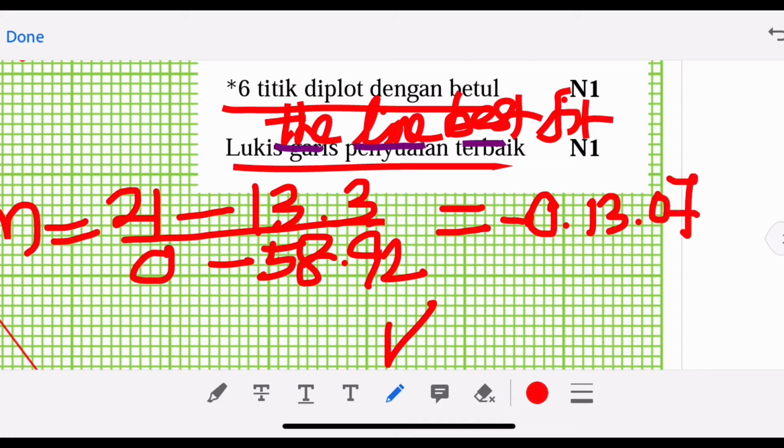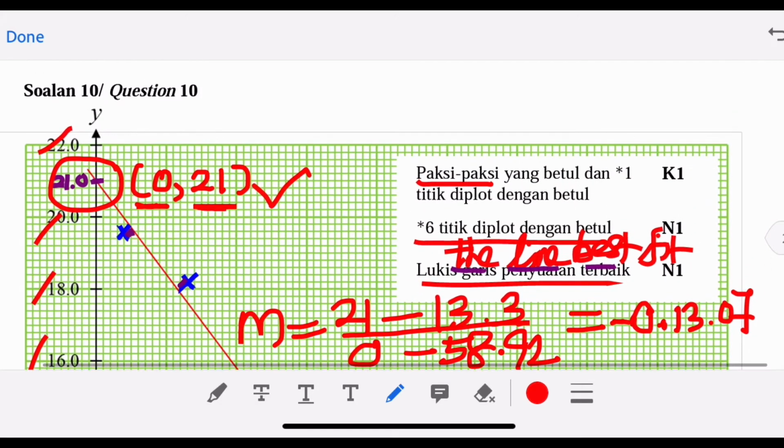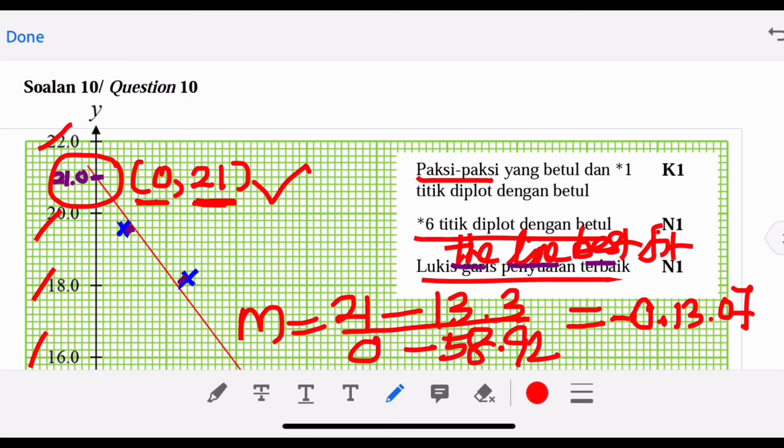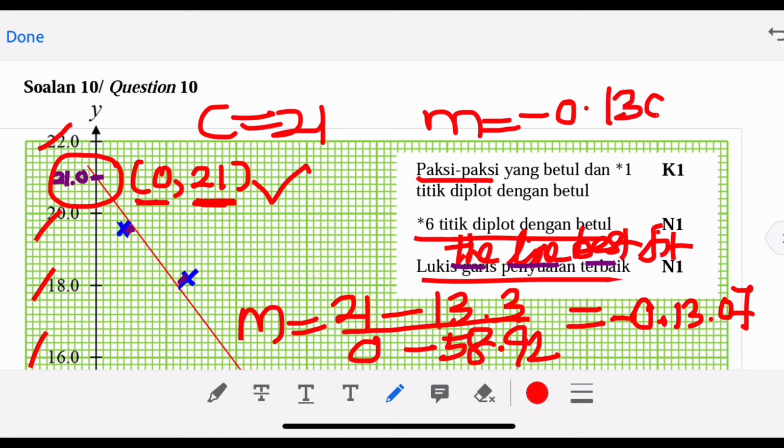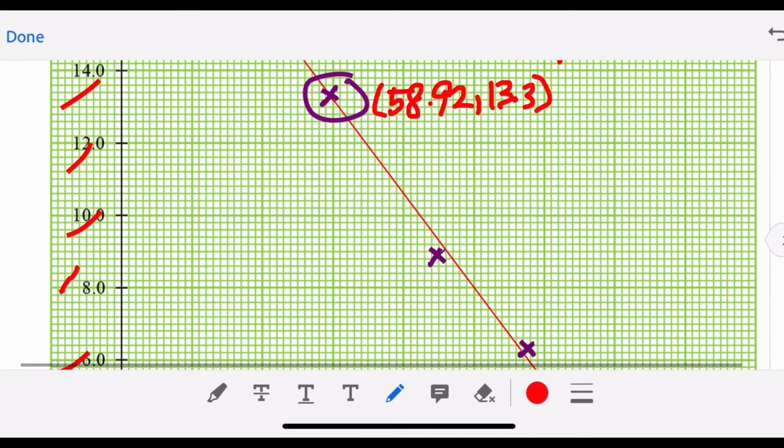So we have two main objectives. After we draw a line of best fit, we must find the y-intercept. C is 21 and the gradient is negative 0.1307. Right, so this must be 4 significant figures. Alright, so we use these two to solve the constants. That's all my sharing about the line of best fit.